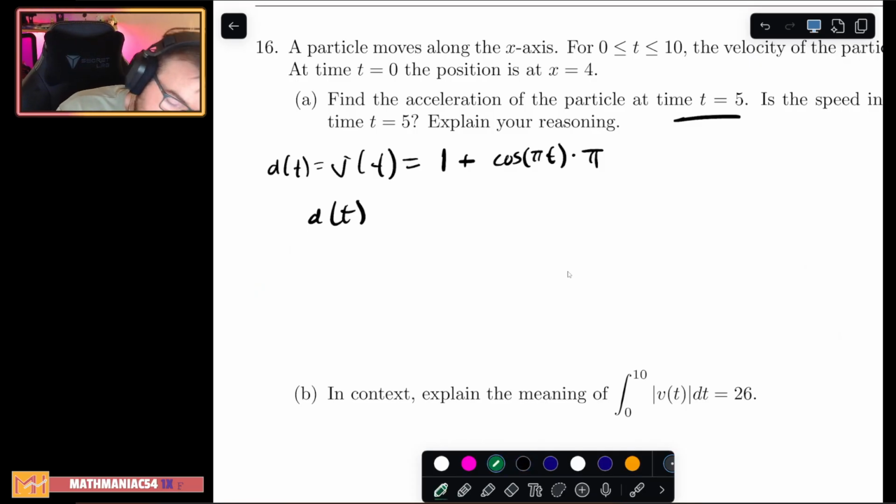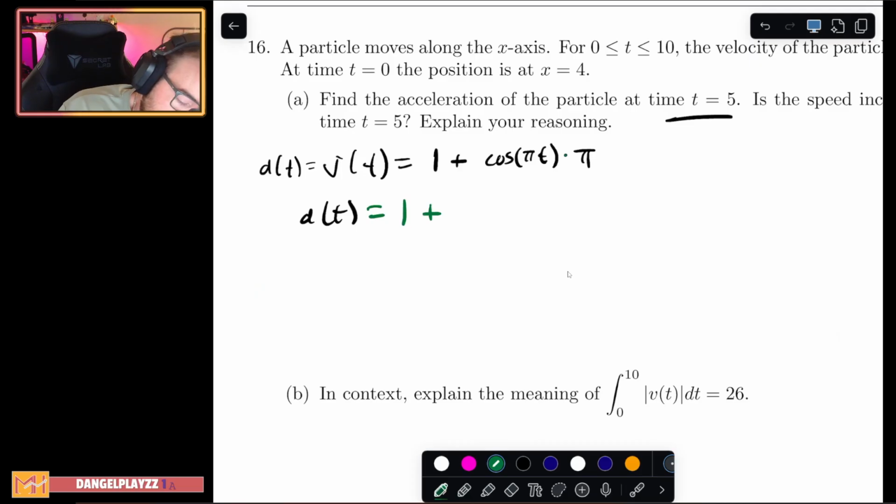So many people did not multiply by pi. They did not do the simple chain rule. Always be thinking chain rule. I don't know what to tell you other than that. If you're always thinking chain rule, you're not going to forget it. So then when we plug in 5, I forgot to write the number 5.